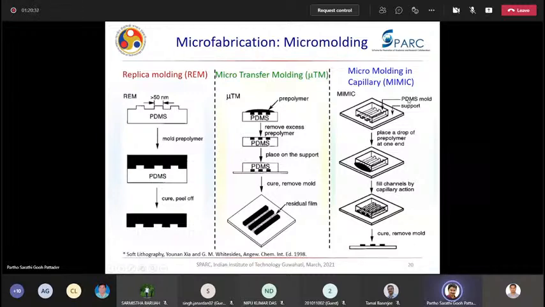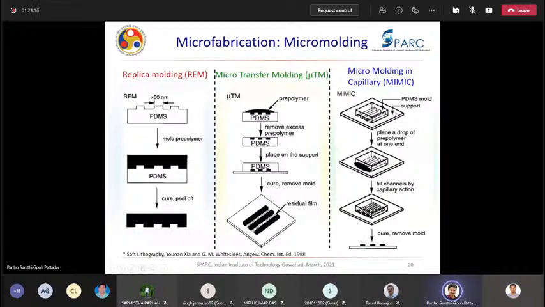This PDMS stamp has a groove, so when you place it upside down, you get a microchannel. You can bond it if you want it permanent. If not, you just place it on the support and you get a temporary microchannel. Now, if you place some pre-polymer or ink material, due to capillary action the ink will be drawn through this microchannel, and you are left with this pre-polymer or ink. You just cure it and remove the PDMS stamp.